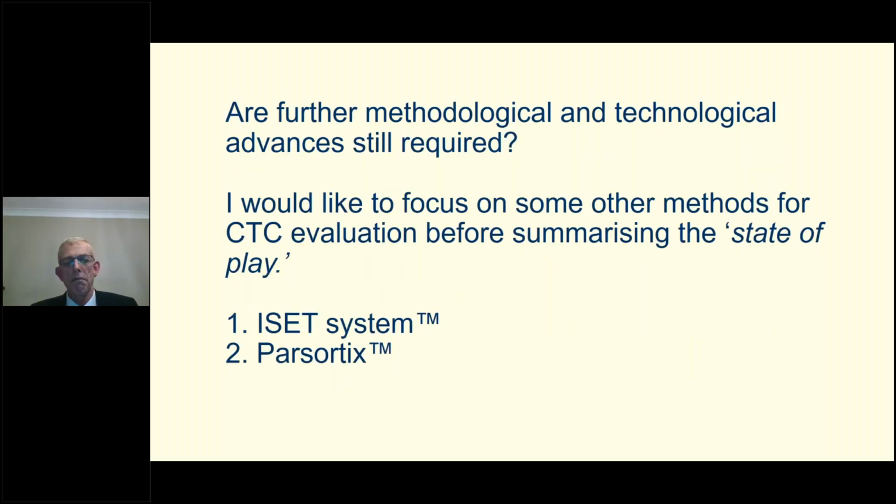So CellSearch clearly has a very important and fundamental role in the whole circulating tumor cell biology and evaluation. But there are other systems out there that rely on different physical properties, and filtration type properties, for the identification of circulating tumor cells. I'm going to focus on a couple of these other methods. Certainly, I want to talk a little bit about the ISET system and also the Parsortix system.